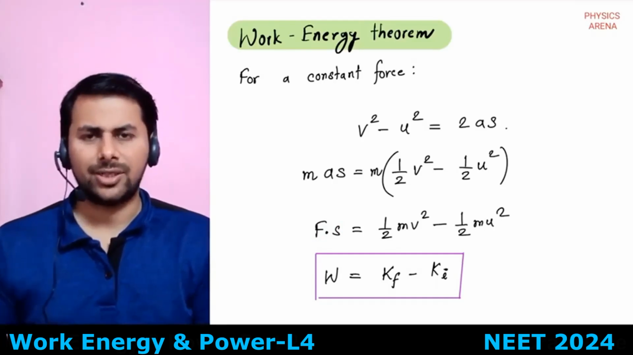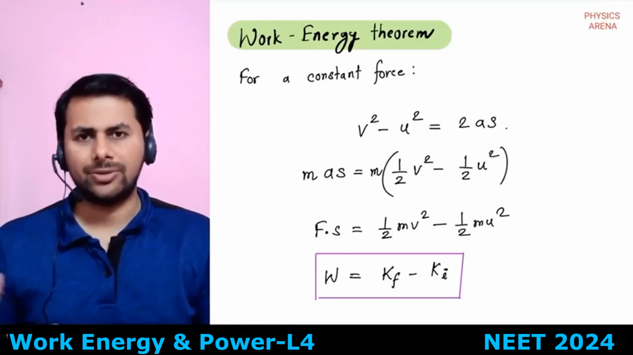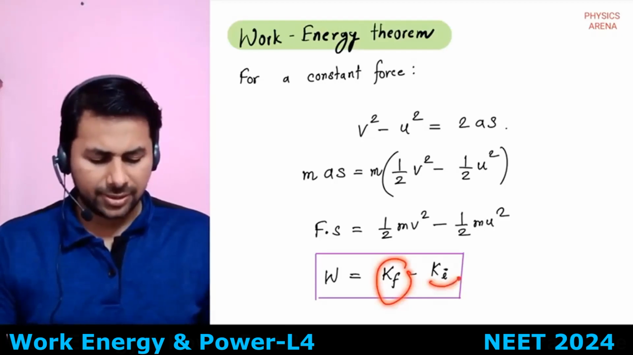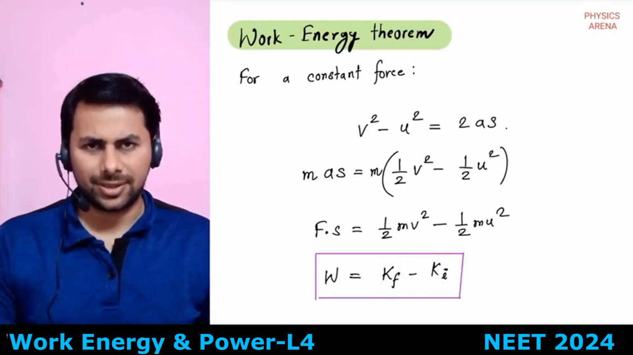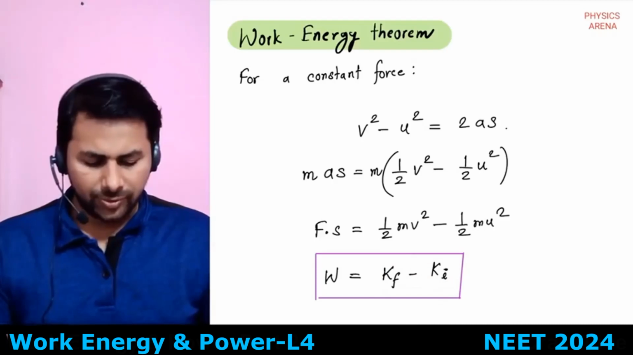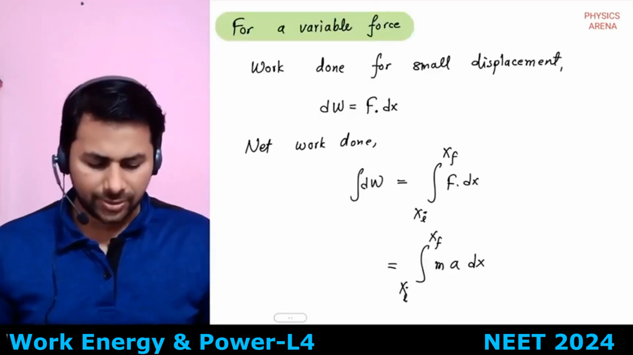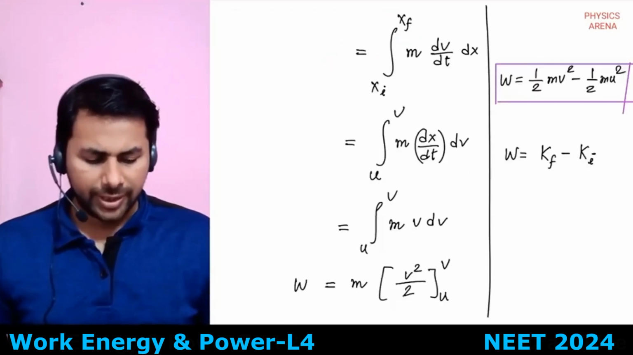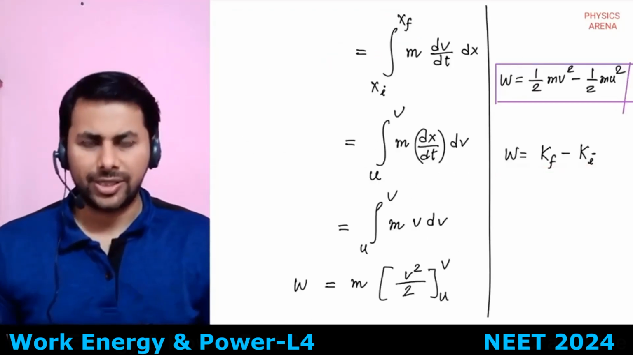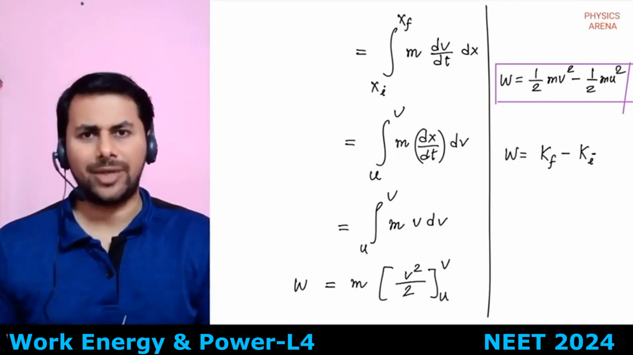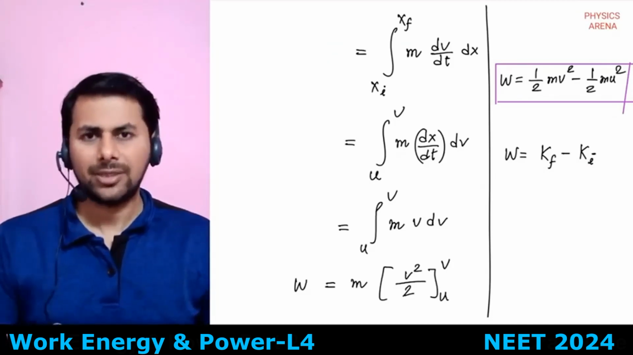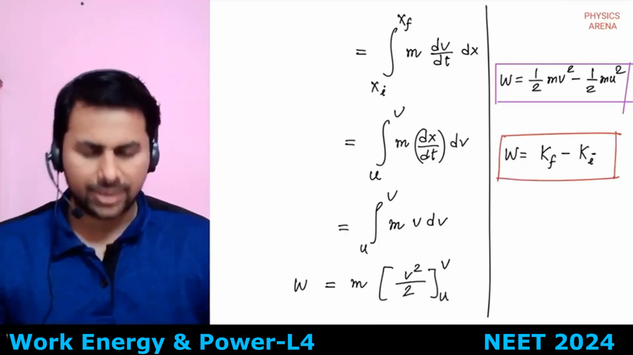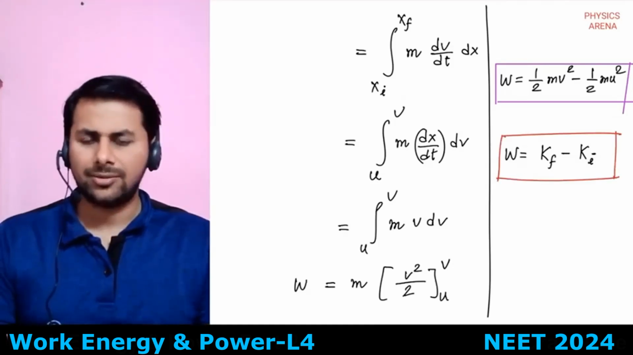Okay, the work energy theorem says work done on a body is equal to change in kinetic energy of the body. So that is final kinetic energy minus the initial kinetic energy. This is true when you have a constant force, and this is true when you have a variable force. The work done on a body is equal to the change in kinetic energy. Change means not initial minus final, it means final minus initial. So this is the work energy theorem. Is it clear?